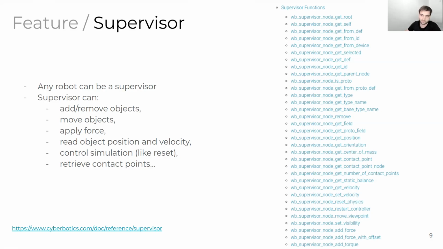One example of using this is in reinforcement learning. In reinforcement learning, every time you finish an episode, you want to reset your simulation and then randomize the environment. All of this you can do with the Supervisor node. You can follow this link down here to get more details.